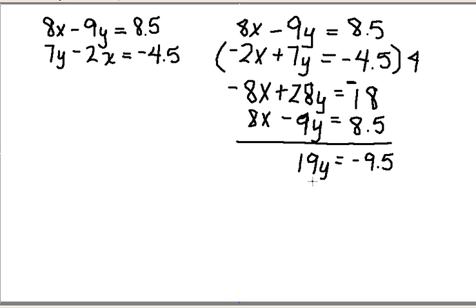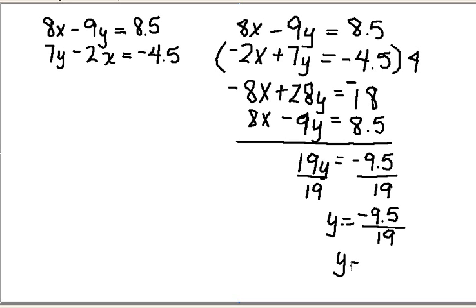And now to isolate my y, I'm going to divide both sides by 19. And now I get y equals minus 9.5 over 19. If you use your calculator to reduce that, you will see that y is actually going to be equal to minus 0.5, or a negative 1/2.